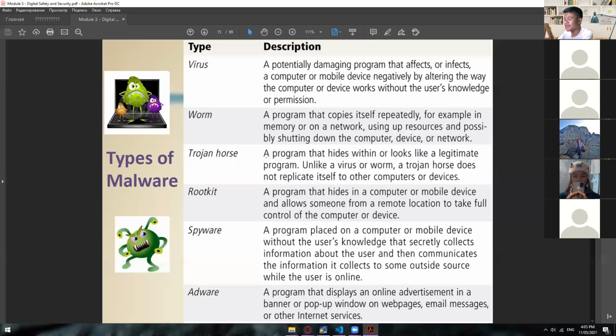Why? Because this one is acting like a legitimate program. For example, you have a cracked version of a certain antivirus, and that antivirus is actually a Trojan horse malware. Of course you don't know, since the antivirus that you're using will not detect itself as a Trojan horse. At the same time, it is acting as a legitimate program. Unlike a virus or worm, a Trojan horse does not replicate itself to other computers or devices.